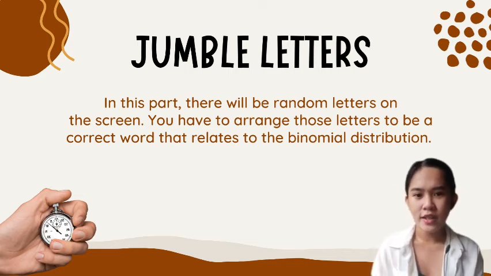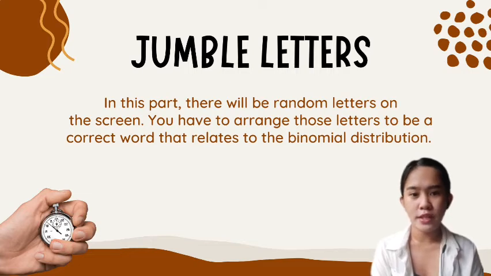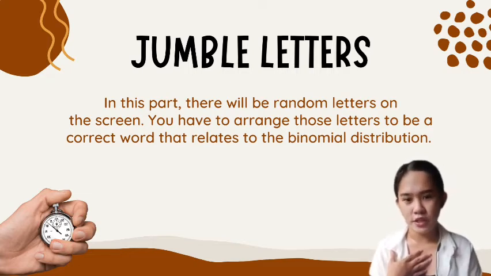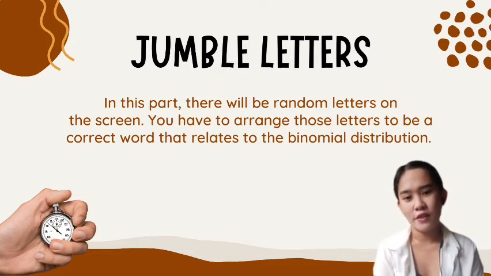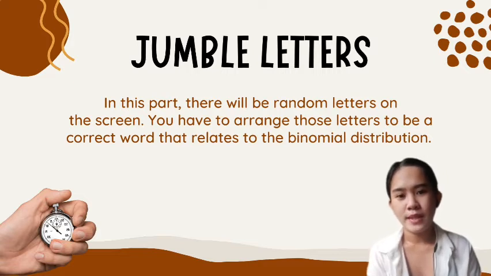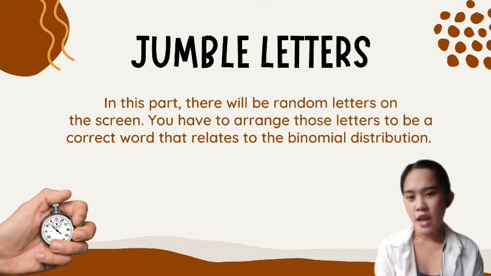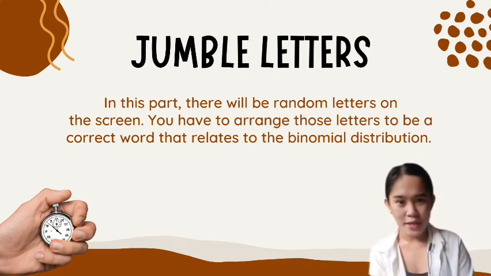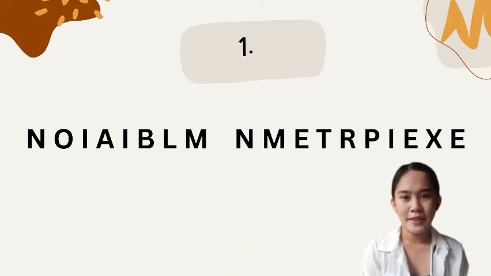So in this part, there will be random letters on the screen. You have to arrange those letters to be a correct word that relates to my discussion, the binomial distribution. So I'm requesting everyone to cooperate, no? This is only 4 jumbled letters. Please list your answers and write it on my post in the class comments. Every jumbled word will have a time limit of 5 seconds. So, are you all ready? Let us start. Number 1.